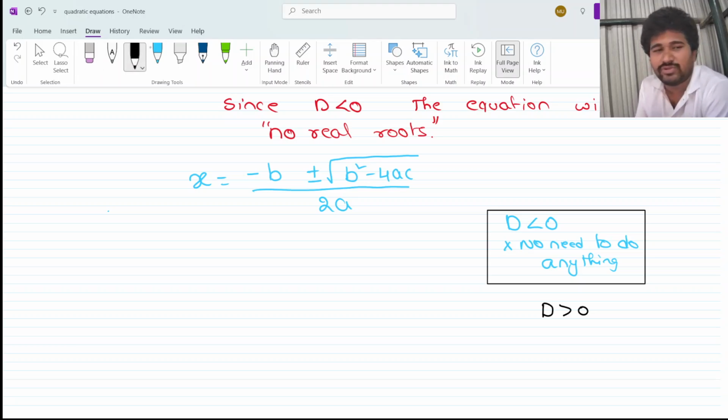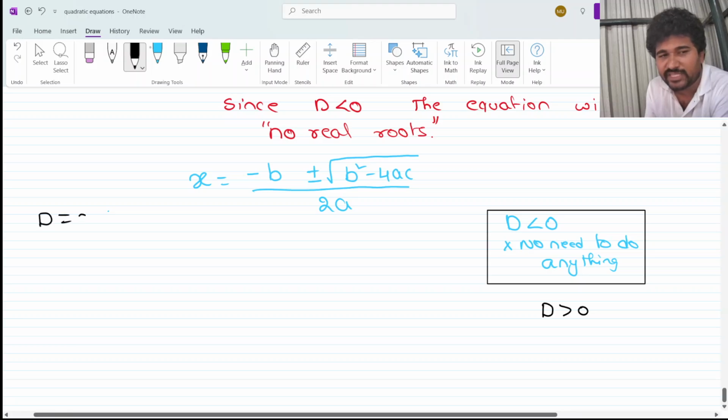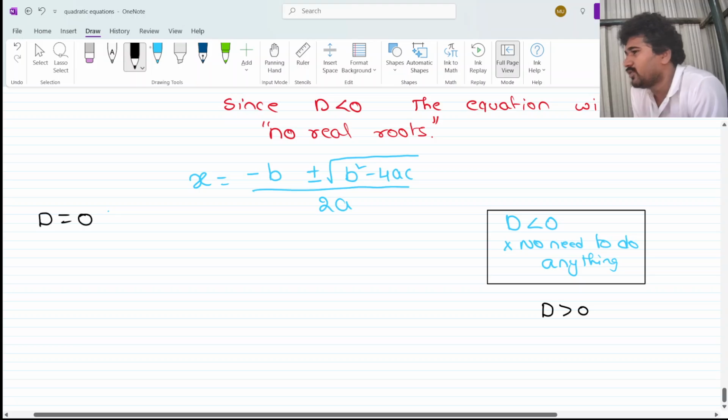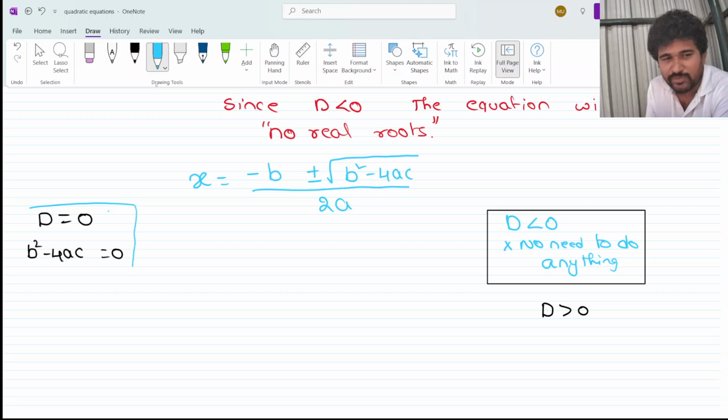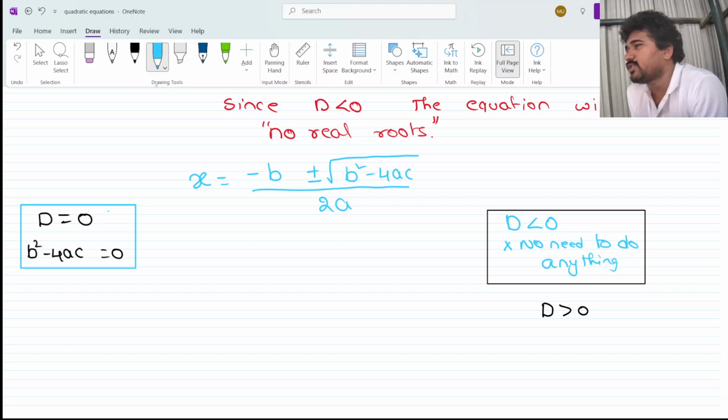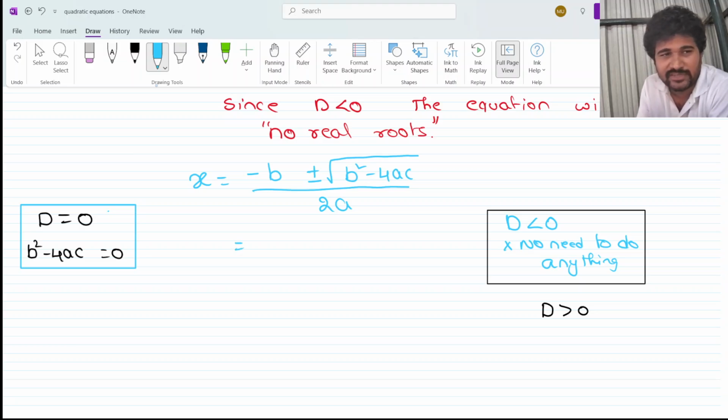Now I want to do a bit of simplification for d is equal to 0. What does d equal to 0 mean? B square minus 4ac equal to 0. That is the meaning, right? D is equal to 0 means who is 0 here? B square minus 4ac is equal to 0. Correct? Did everyone understand? So from here, come to the equation.